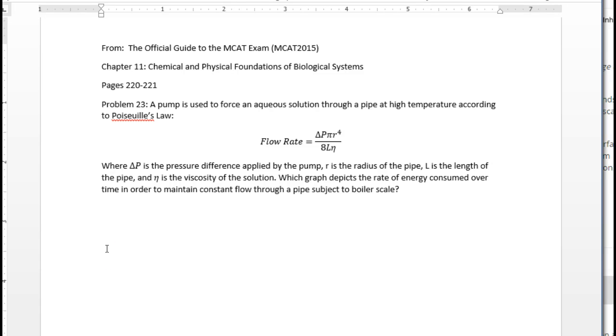This is Chapter 11, Problem 23. Strictly speaking, this is a chemistry problem, but since it's really just a math problem disguised as a chemistry problem, I thought I would take it on here. So we have here Poiseuille's law.